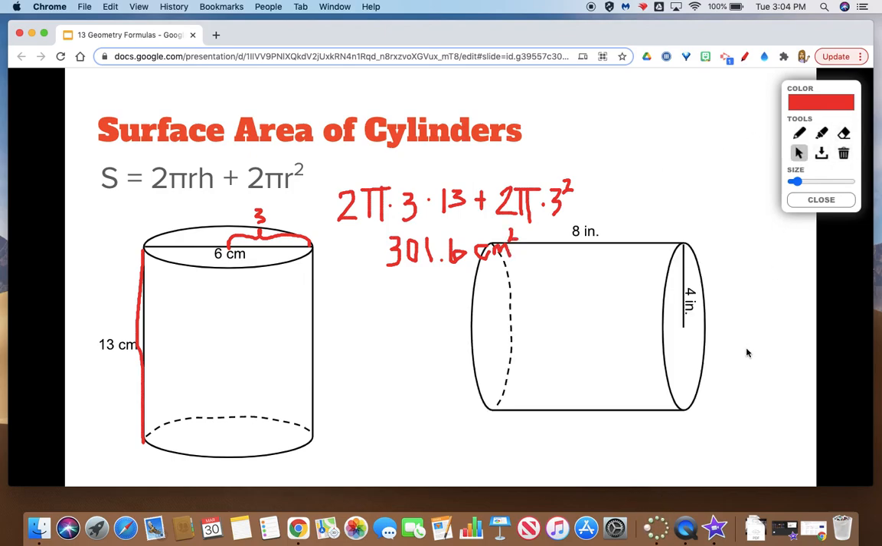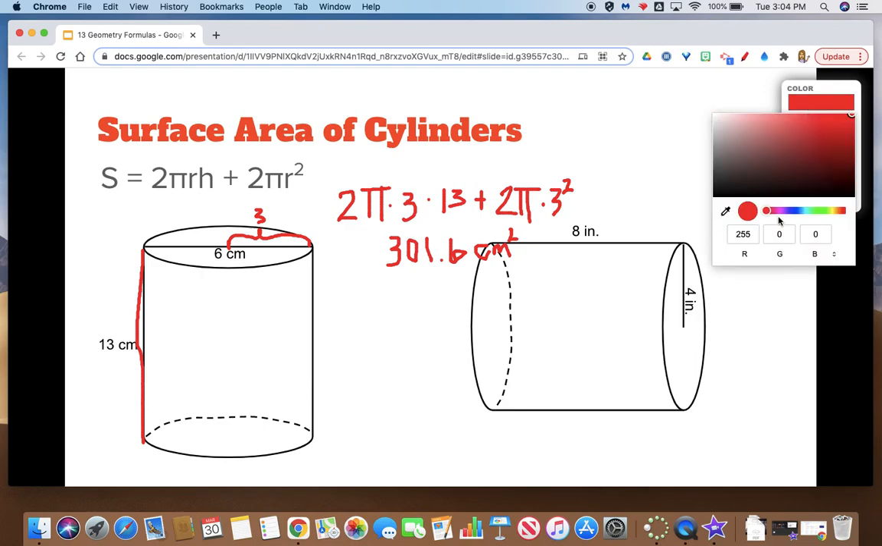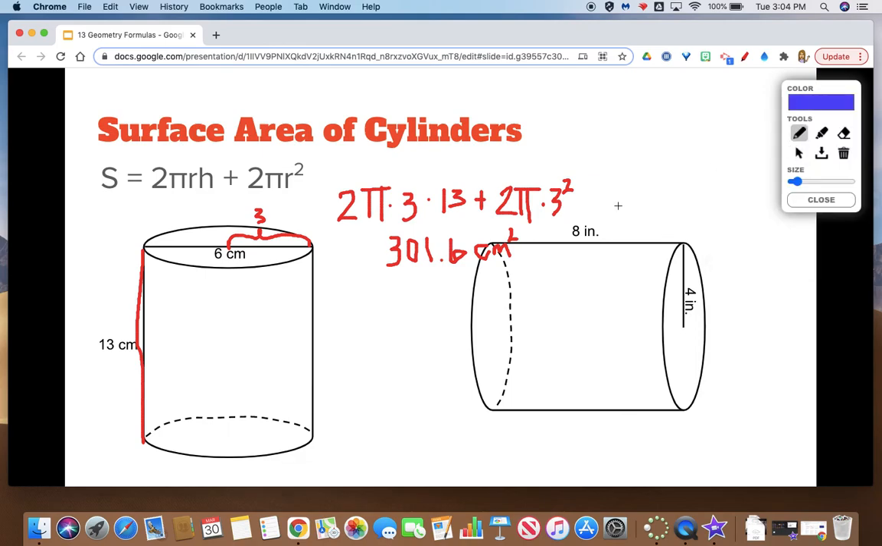You try this example. Find surface area, press play when you're ready to see the answer. All right, you guys, so you want to plug in your radius, which they gave you, 4, and your height, which is the distance between your circles, 8. So it's going to be 2 times pi times 4 times 8 plus 2 times pi times 4 squared. Add that 2 pi at the beginning. Okay, let's plug that in and see our answer.